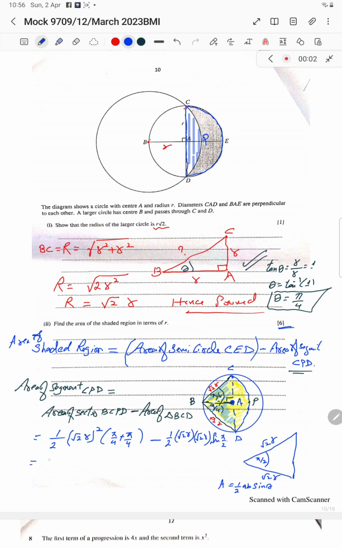Here, let's see what comes. 1 by 2 times 2r square times pi by 2, because pi by 4 plus pi by 4 gives pi by 2, minus 1 by 2 times 2 times r square, sine pi by 2 will give you 1. Okay, here I get pi r square by 2, because this 2 is cancelled, minus r square, this 2 also cancelled. This is the area of the segment that I have calculated.